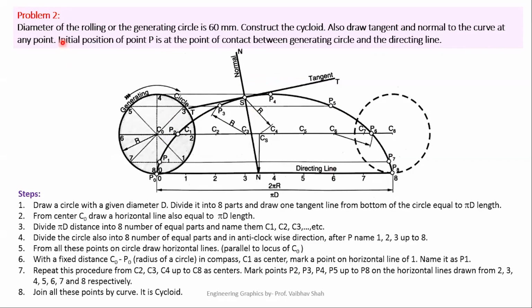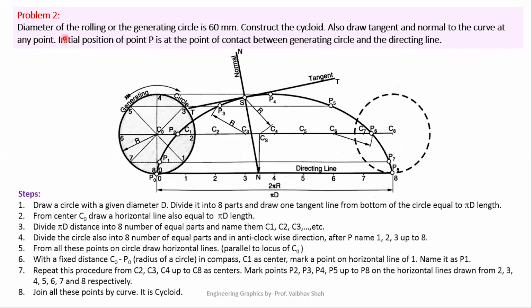Problem 2. Diameter of the rolling or the generating circle is 60 mm. Construct the cycloid. Also draw tangent and normal to the curve at any point. Initial position of point P is at the point of contact between generating circle and the directing circle.